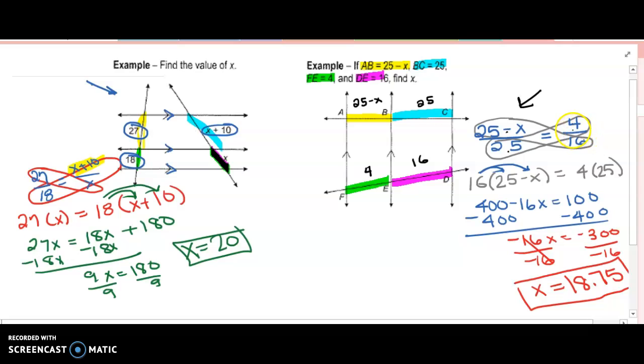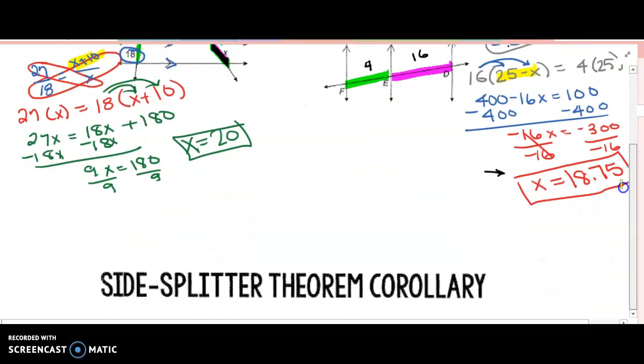Now, guys, there's several ways you can set this up that'll be correct. But if you set it up correctly, you should have ended up getting 18.75. Remember, this here goes in parentheses, and then you have to distribute through. All right, one more thing on this page, guys. On the very bottom, it says the side splitter theorem corollary. That's not what our book calls that.